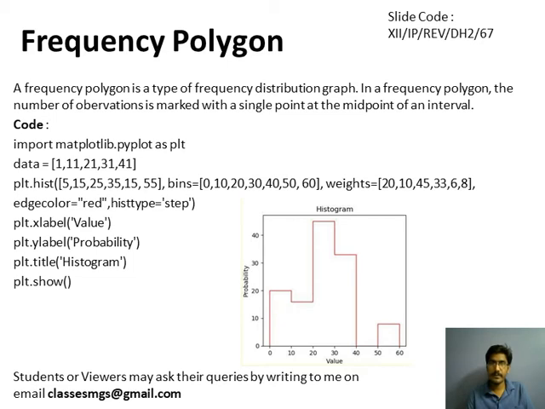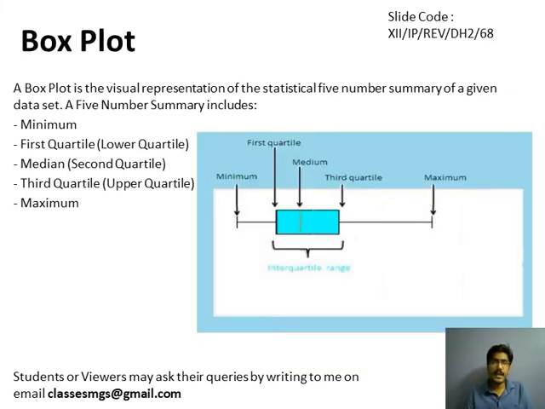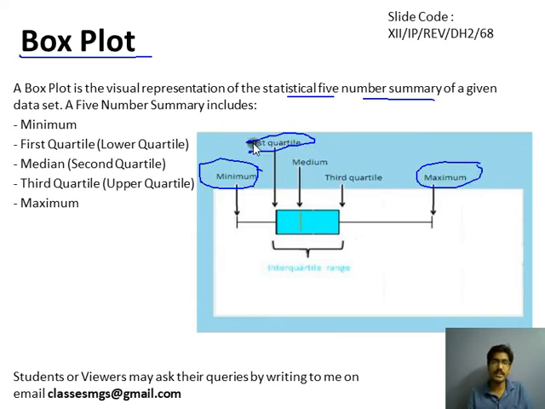Now the last topic is box plot. Box plot is also a visual representation of statistics. It is basically used to show the statistics of the data set, like what is the minimum value in that particular data set, what is the maximum value, what is the first quartile, or we can say the lower quartile, what is the third quartile, or we can say the upper quartile of the number set, and at last we will see the median of this number set.